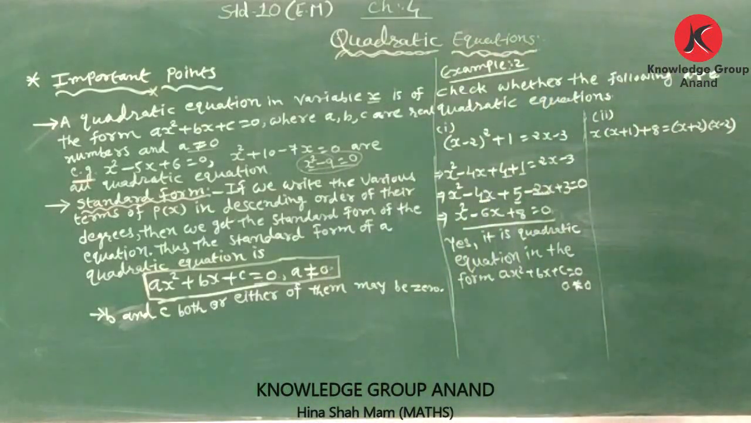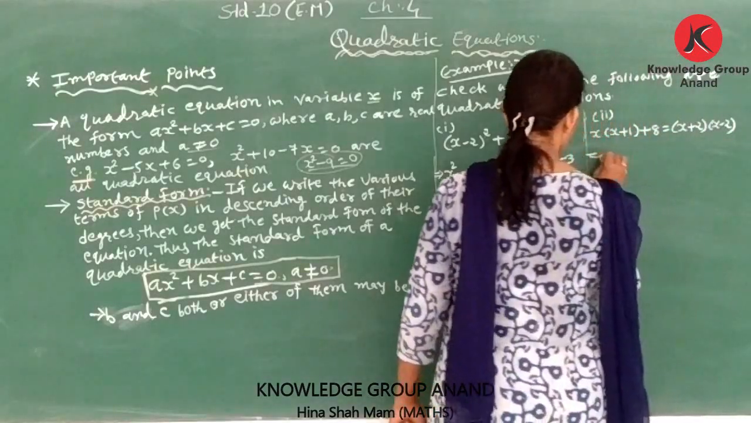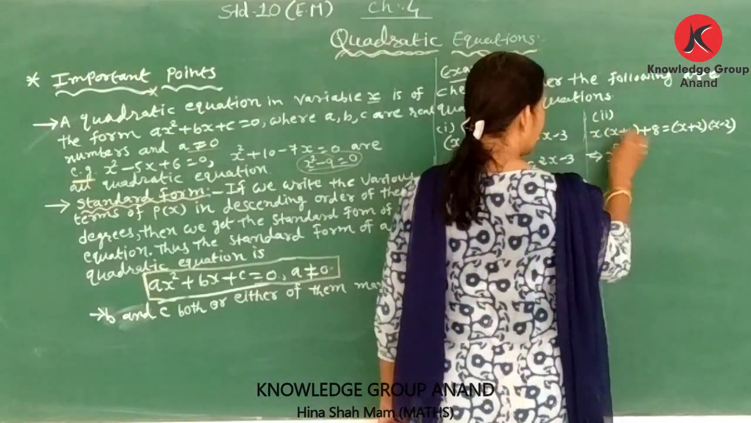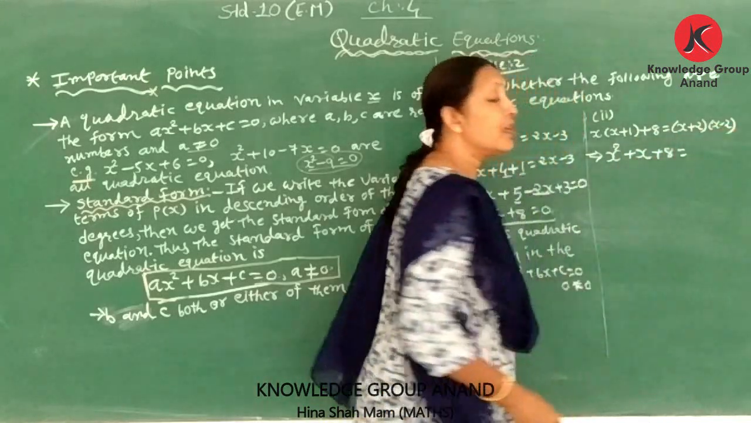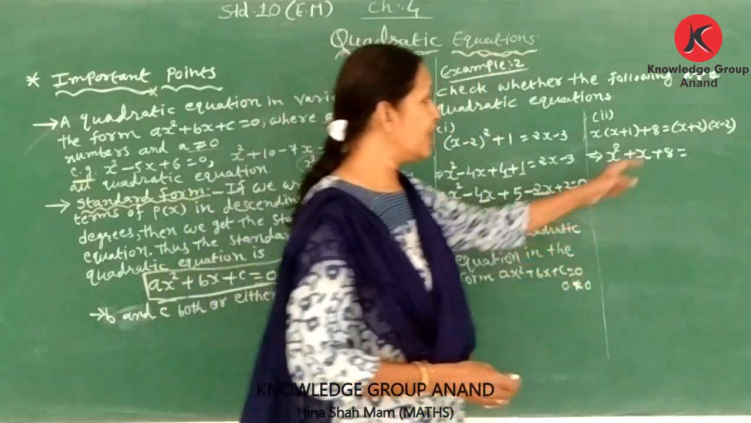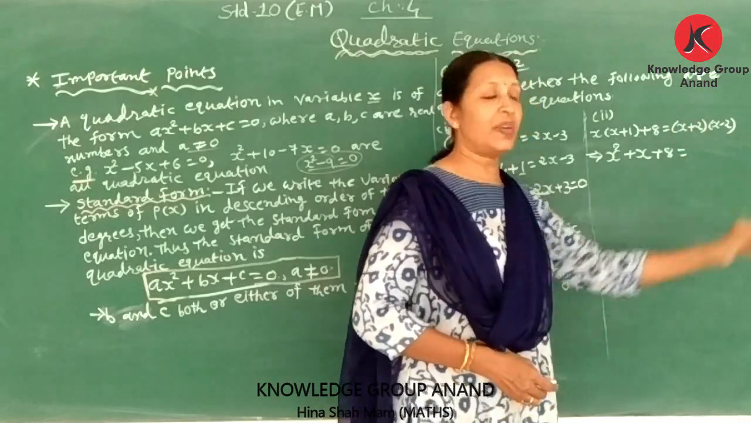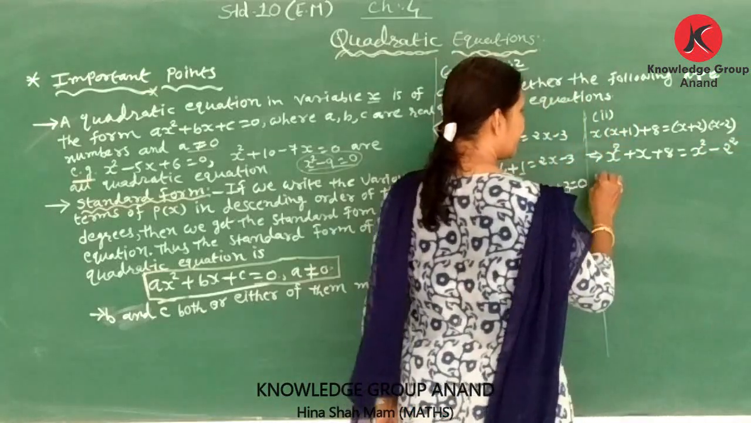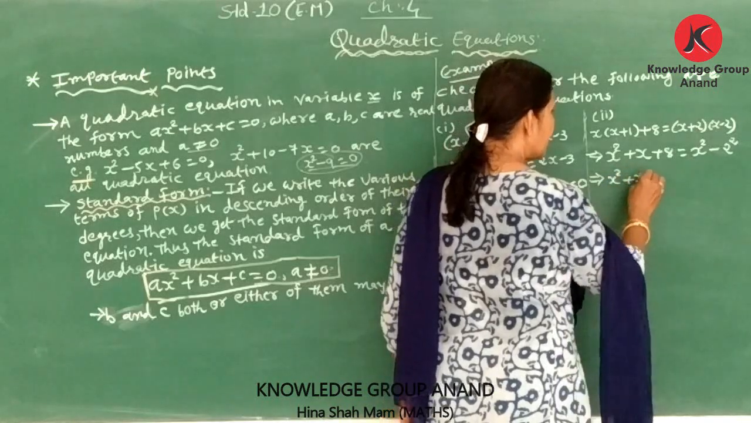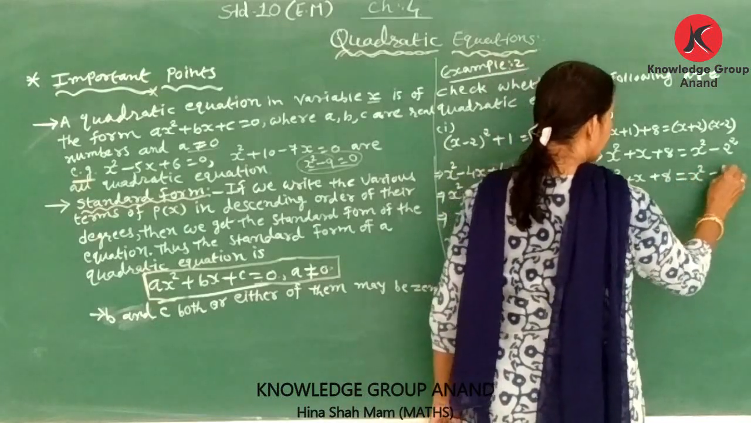Is the next one quadratic or not? First we simplify. In this question, x into x becomes x square, plus x into 1, x, plus a. Here is a multiplication. We know a plus b, a minus b, this type of multiplication of both brackets, x plus 2, x minus 2. Therefore, x square minus 2 square. So x square plus x plus a is equal to x square minus 4.